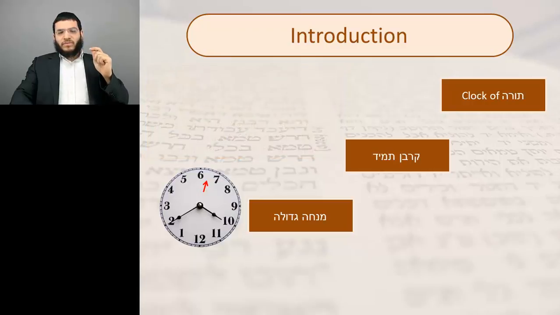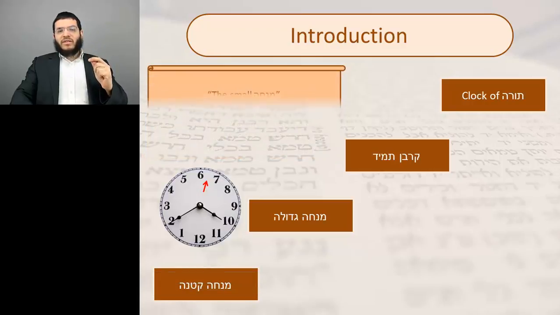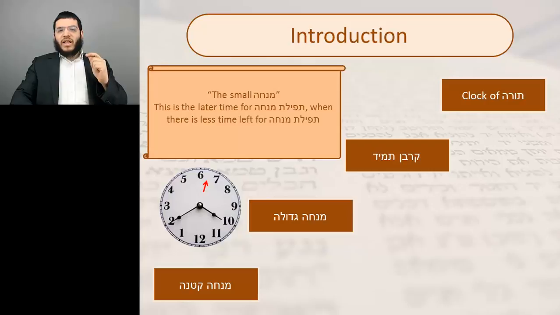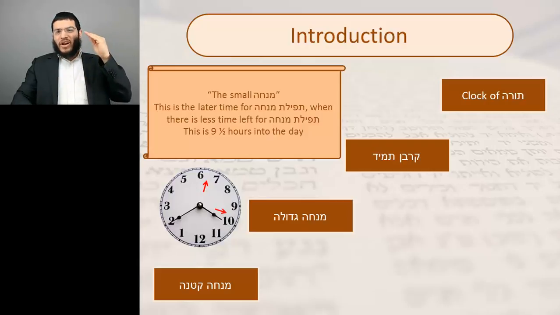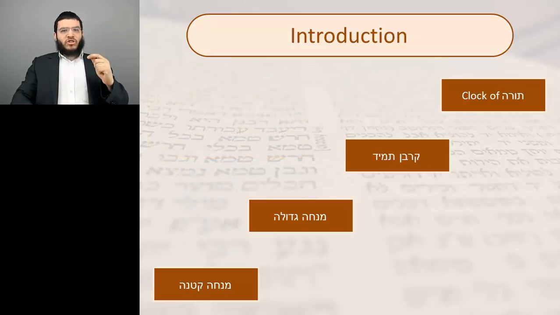And then we have Mincha Ketana, and that is the small Mincha. And this is the later time for Tfilas Mincha, when there is less time left for Tfilas Mincha. So it's the small Mincha. And the time for Mincha Ketana is 9.5 hours into the day. Like we mentioned, the korban tamid shel bein arbaim was typically brought at 8.5 hours into the day, and the end of its process was at 9.5 hours into the day, and then there's much less time left till the end of the day when mincha could still be davened, and that's the time of mincha ketana. So these are the 4 points that are the introduction to our Gemara.